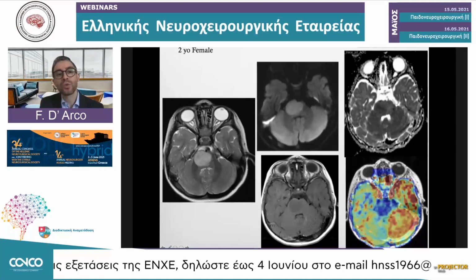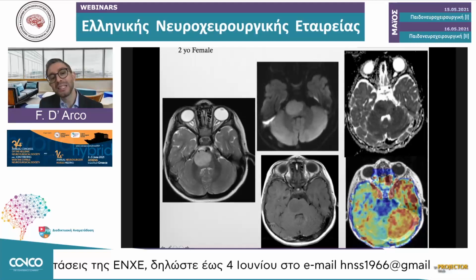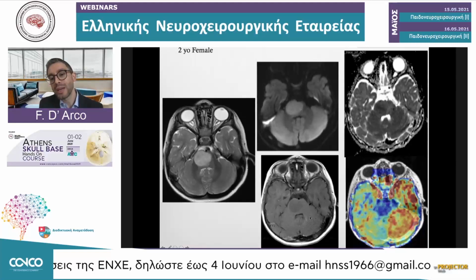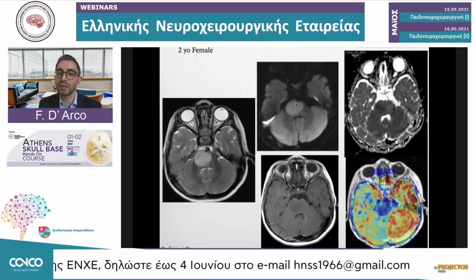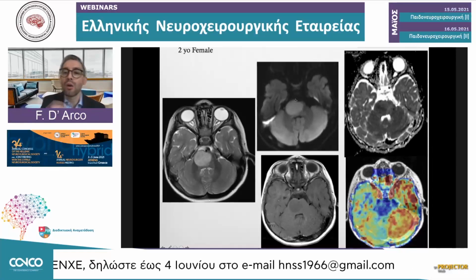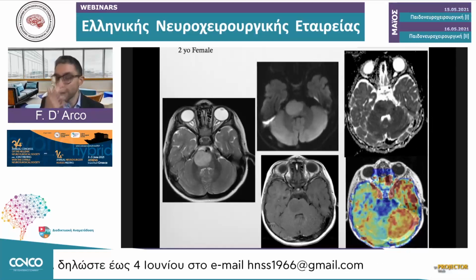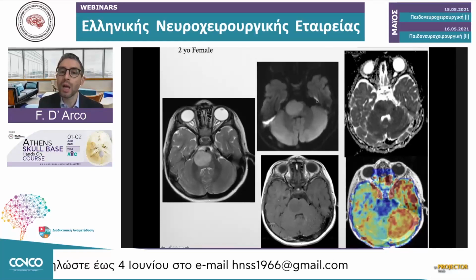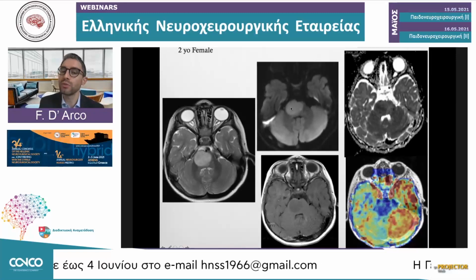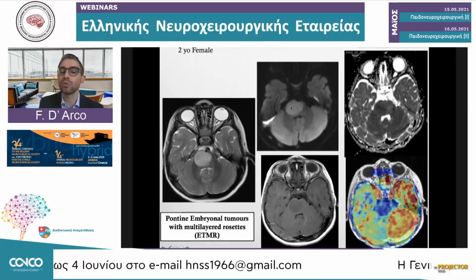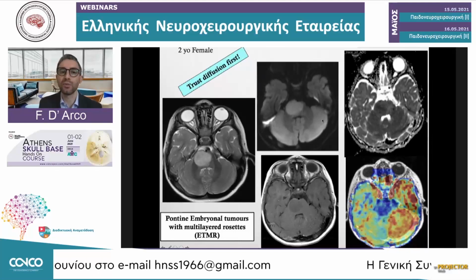This is a 2-year-old female, so very, very young for DIPG, with this lesion in the anterior pons, no enhancing, no perfusion. Look at the restriction. This is unexpected in absence of enhancement, especially for a pontine diffuse midline glioma. So what is that? At this age, so striking homogeneous diffusion, this was another embryonal tumor with multilayered rosette. So again, even in the brainstem, trust diffusion first.